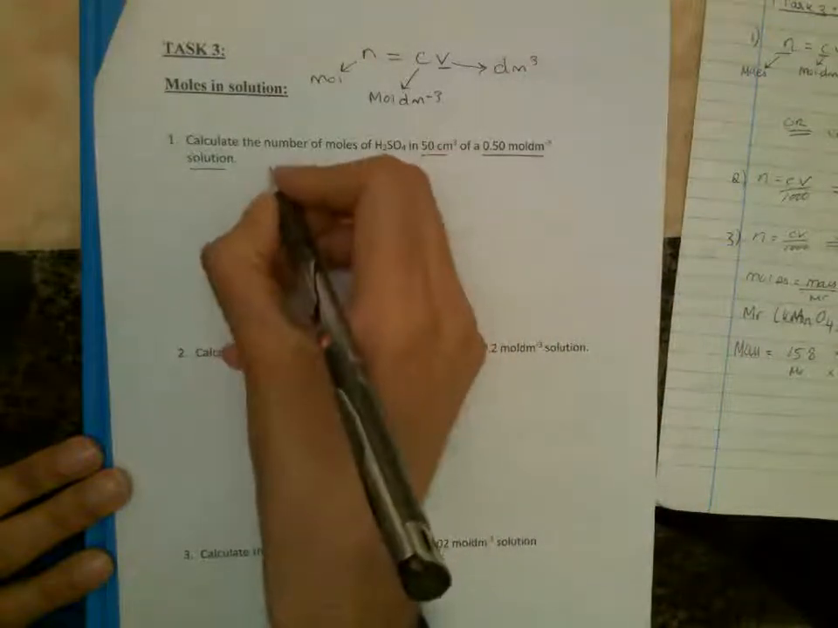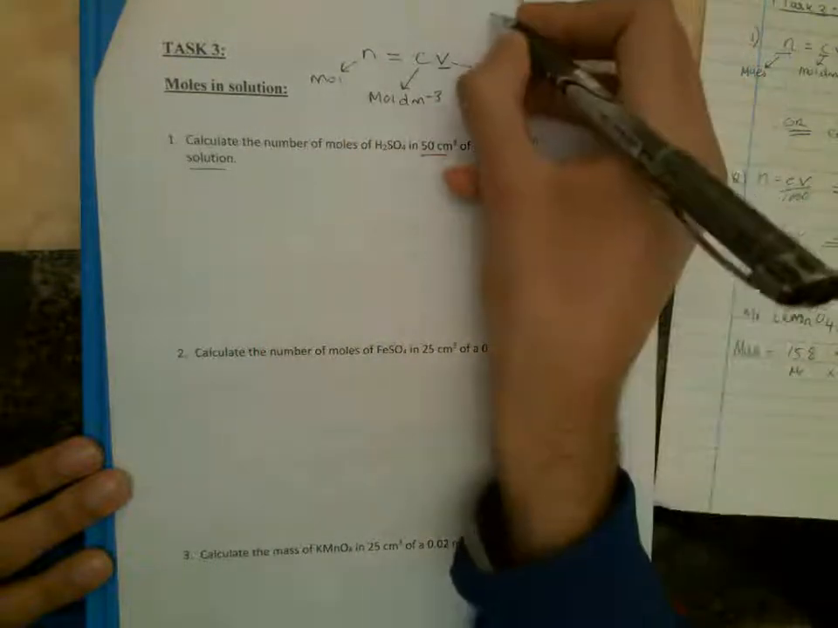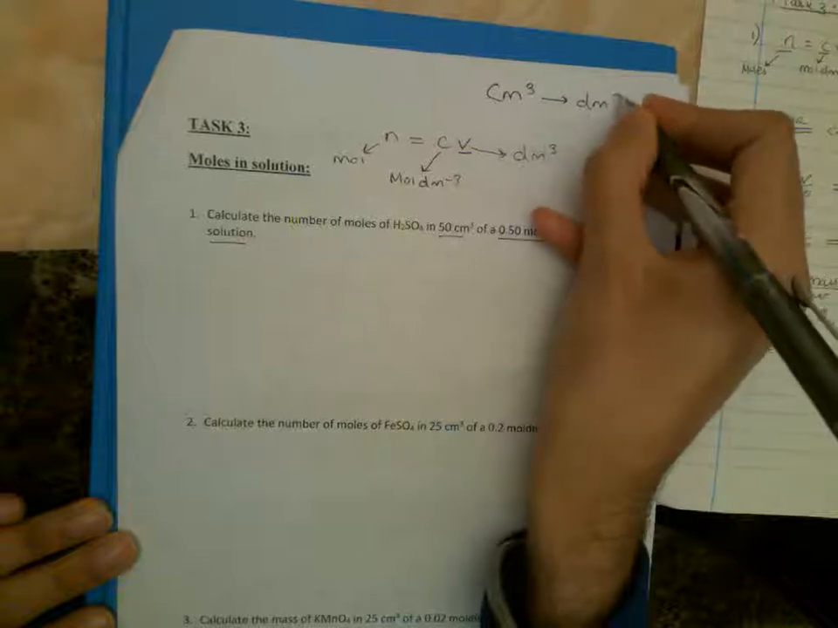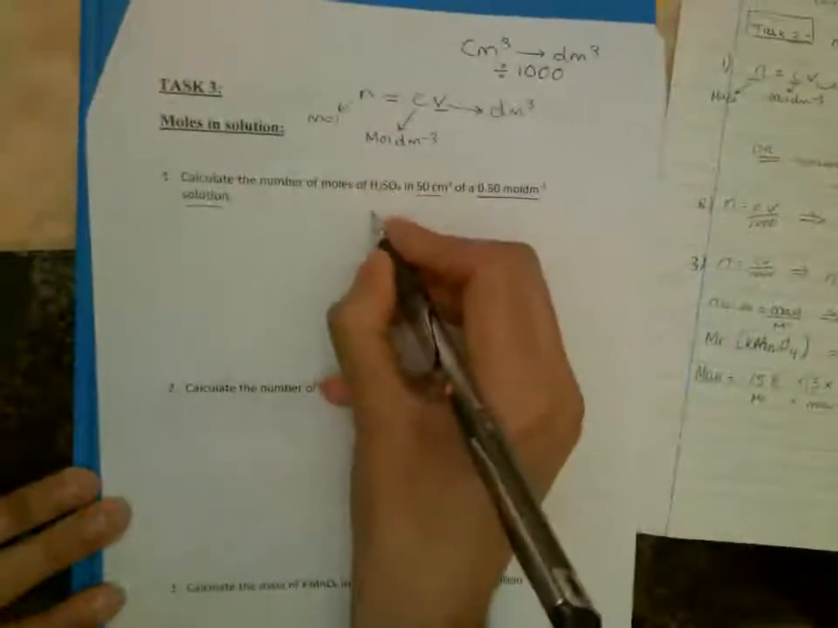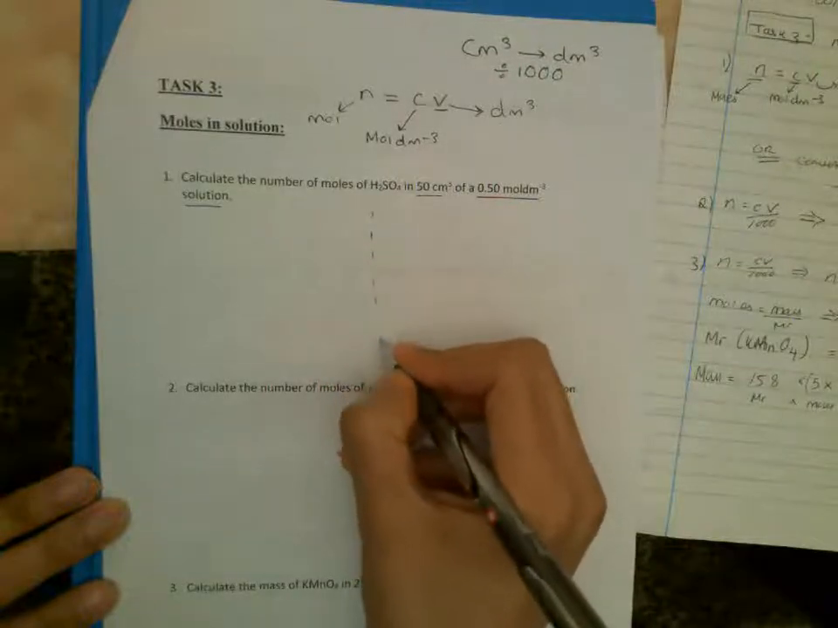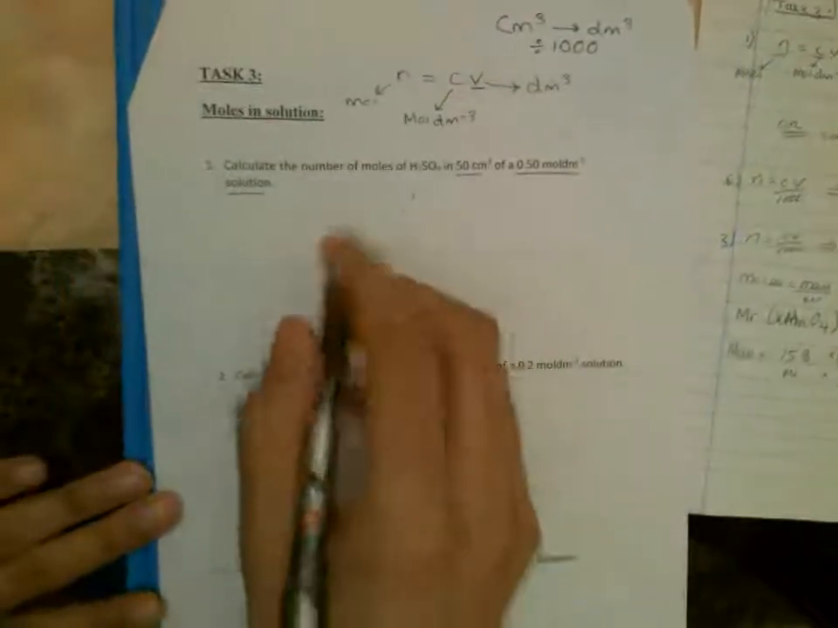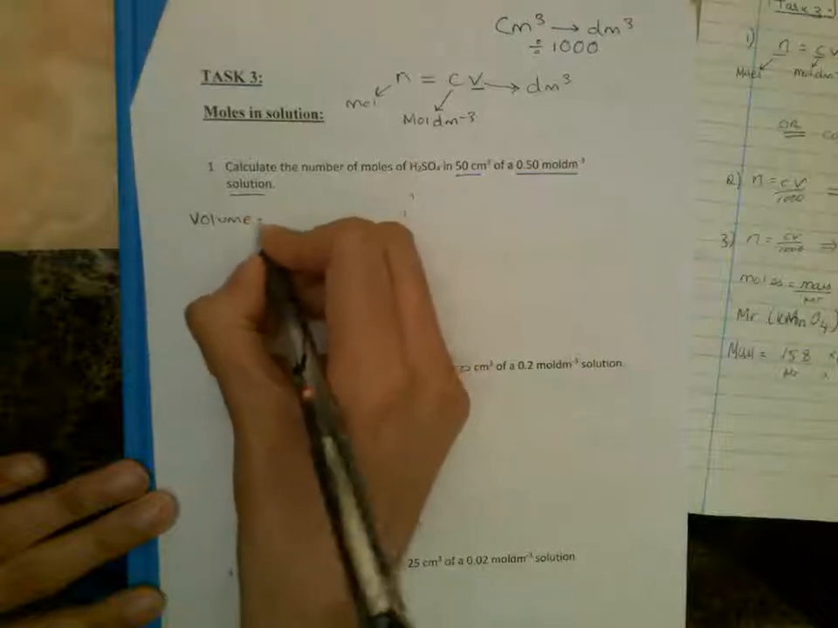Now, the way we can convert centimeters cubed to decimeters cubed is we can divide by 1,000. There's two methods to doing this, and I'm going to split it up. The first method is you can convert the volume manually. You can do it straight away, you can just convert the volume.